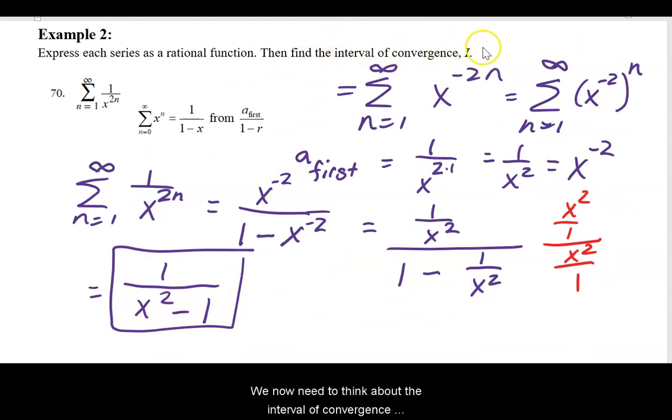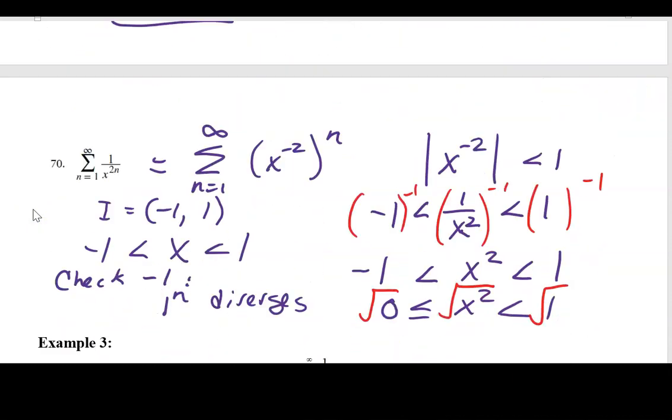We now need to think about the interval of convergence for this power series. We have converted the power series into a rational function. We need to now think about where it converges. Remember that this is based on the convergent geometric series formula, which only converges when r is between negative 1 and 1. What replaced r in our formula was x to the negative 2. That means we need to place x to the negative 2 between negative 1 and 1. You'll see down here that I have done exactly that.